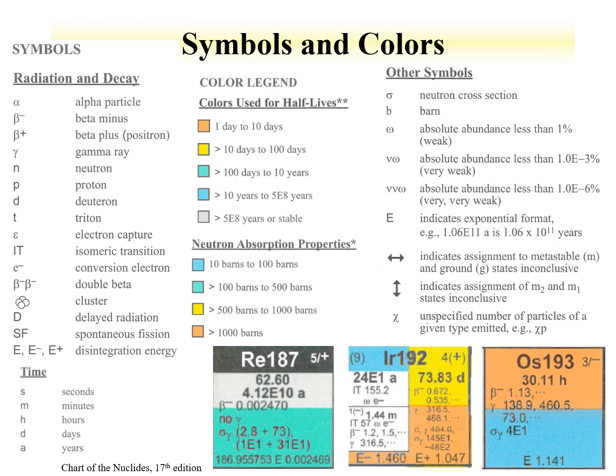Other symbols include the sigma for a cross-section, B for a barn, and then these Greek symbols for a weak abundance, a very weak abundance, or a very, very weak abundance, which is symbolized by omega and nu. For an example, in the metastable state of iridium-192, the isomeric transition at 155.2 keV is shown with an omega following it, which means it's a weak abundance. So under 1% of the time it occurs.